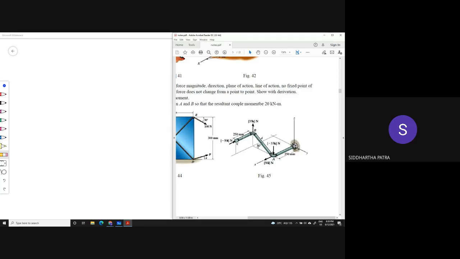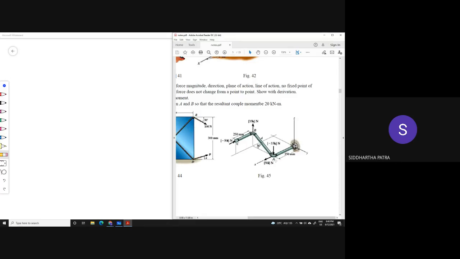Then the last part is again parallel to the x-axis. So in that there are 3 points A, B, and C. So there is a couple involving 50 Newton forces acting between C and A.